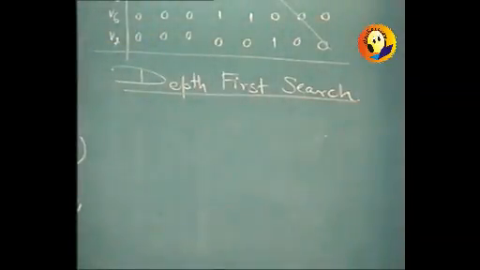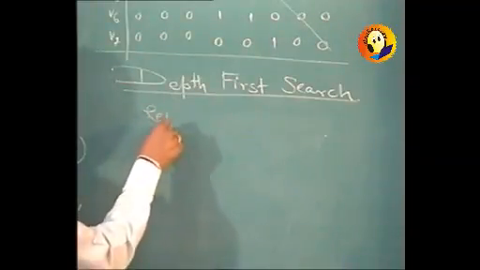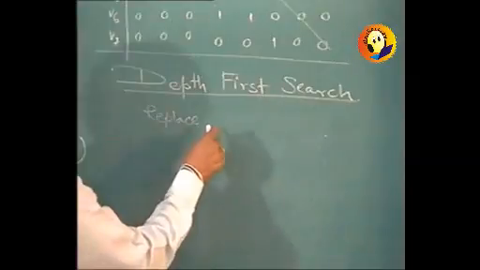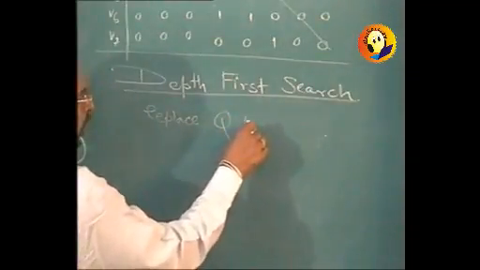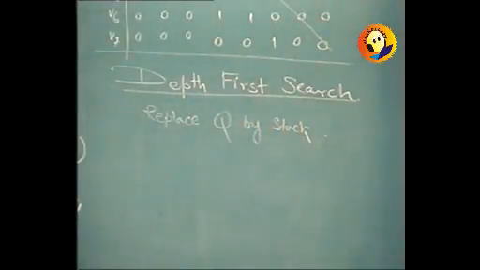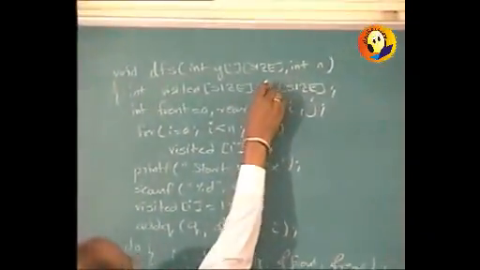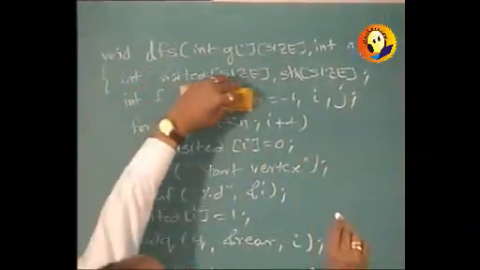Depth first search. For simplicity, I will say that this is just for you to remember: replace Q by stack. The whole function we have just written can be converted to depth first search just by replacing Q by stack. Everything else remains the same.